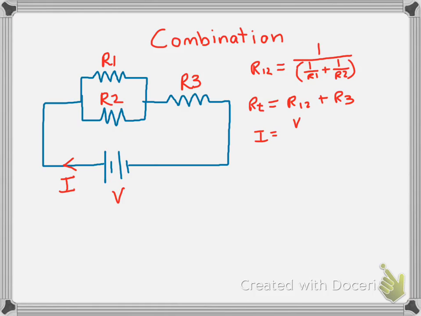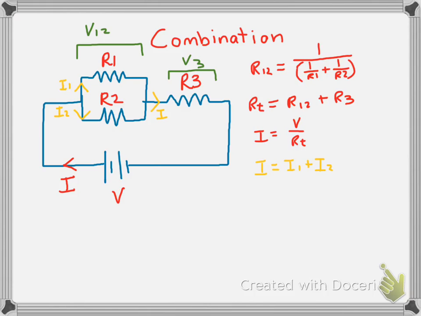Now let's examine the current and the voltage. According to Ohm's law, I equals V over the total resistance. The current is split into I1 and I2. The total current equals I1 plus I2, while the voltage is also split.